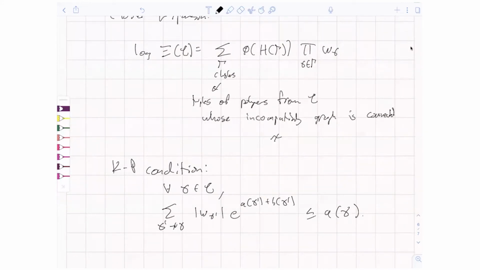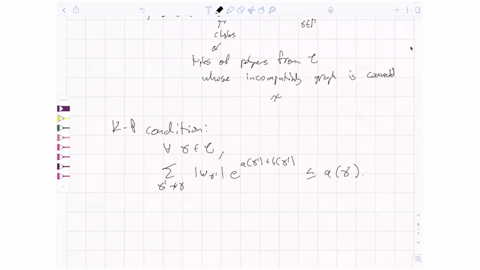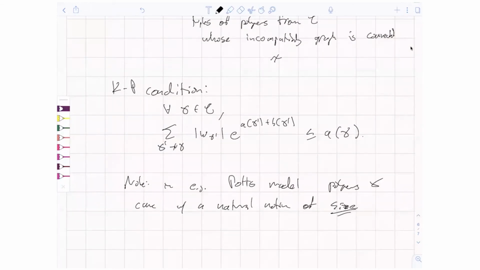Great. The one thing to note is that in the example of the Potts model, polymers gamma came with a natural notion of size. Okay, so this is different than the multivariate hardcore model. And the size, let's say the size of gamma, is just the number of vertices of the subgraph.